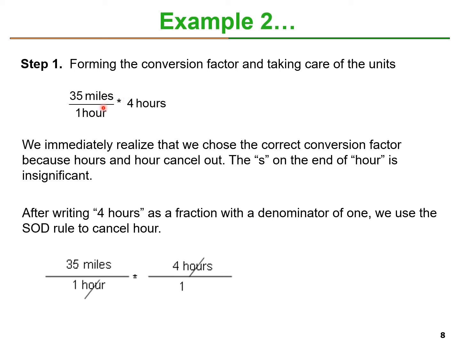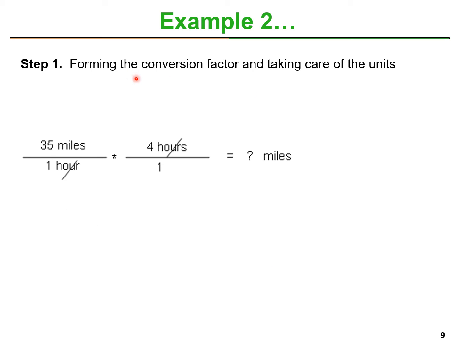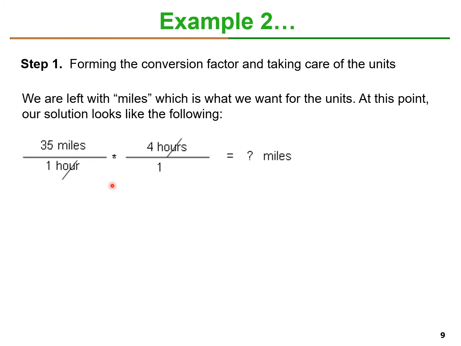Okay, so this right here is just copying down where we left off on the last slide. And again, we immediately realize that we chose the correct conversion factor, because hours and hour cancel out. The S here on the end of hour is insignificant. So this hours and hour are still the same unit. So here we just rewrite this so that we have 4 hours as a fraction with a denominator of 1. Remember, we're still in step 1 where we're taking care of units. We are left with miles.